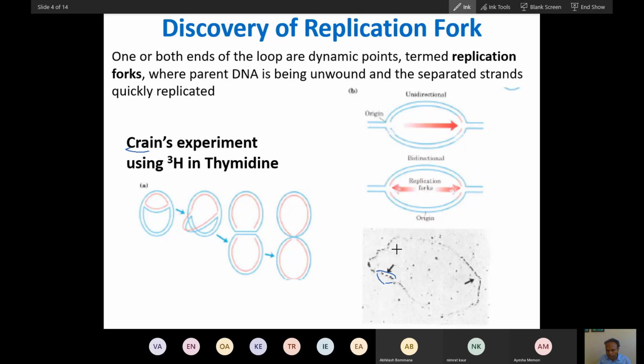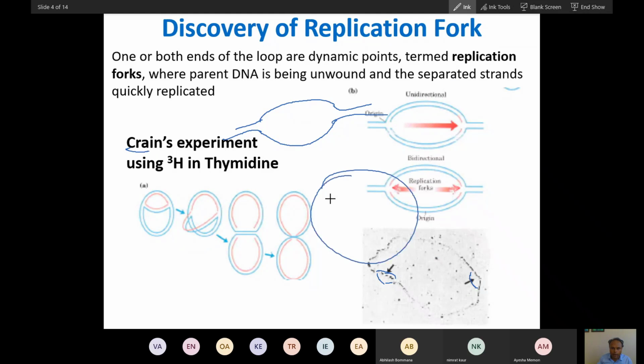Replicating bacteria, when he saw this DNA on electron microscope, he saw some fork type of structure. He hypothesized and found that there is formation of a replication fork for DNA replication. So for DNA replication, there has to be formation of a replication fork. Both ends of the loop are dynamic points.